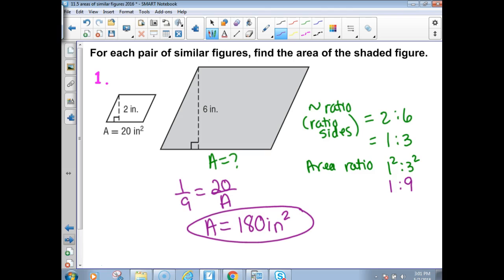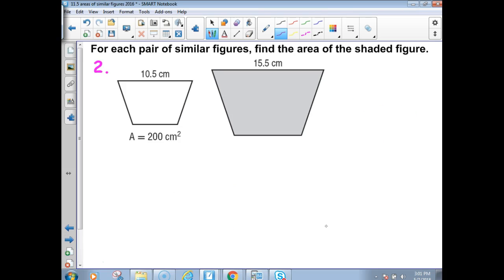Cross, multiply, and divide. Number 2. Same idea here, except I got some ugly numbers, and that's why I don't really want to. I can get these squared and everything else, but I'm just going to write it out. I'm going to say this side compares to this side. So the sides ratio, we're just going to say 10.5 to 15.5. Now there's a way for your calculator to turn this into fractions, but this doesn't look very nice when you do that. It's still gross numbers.